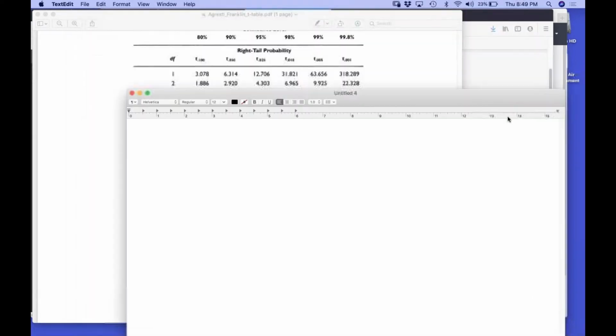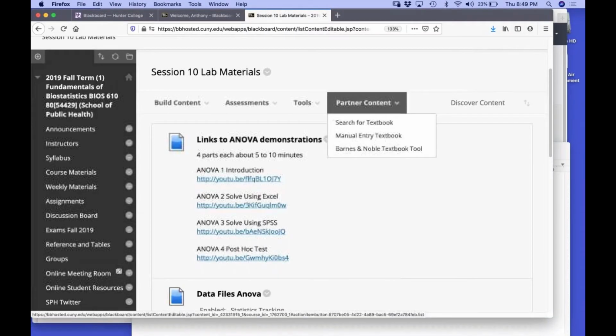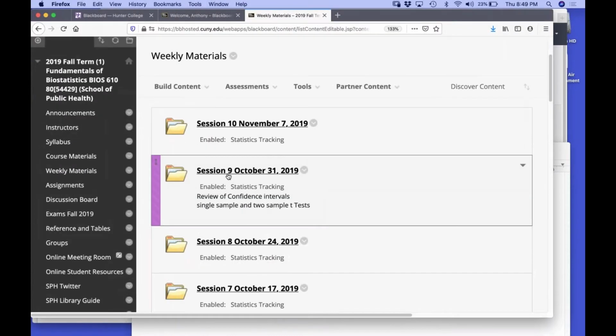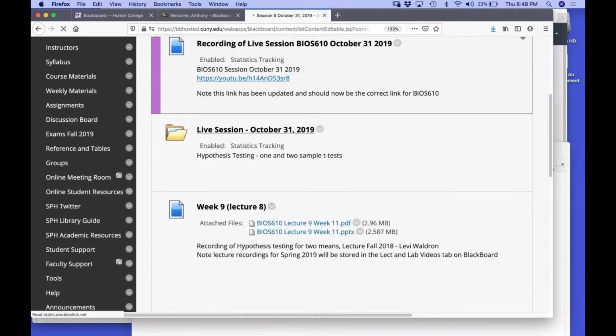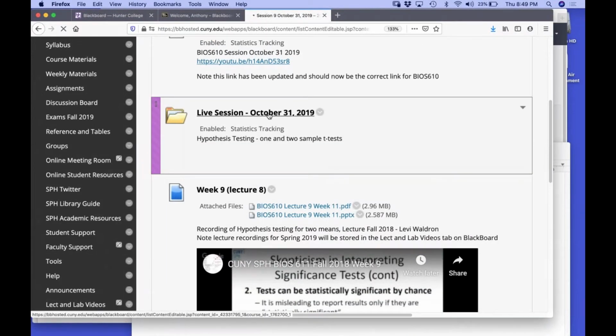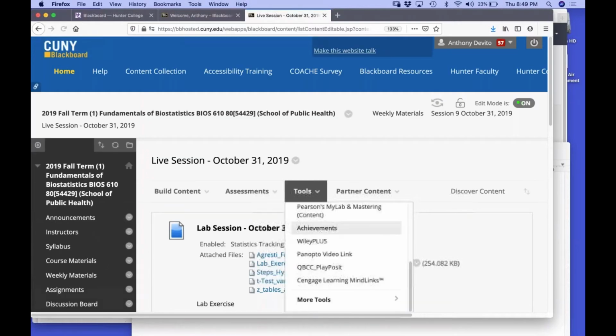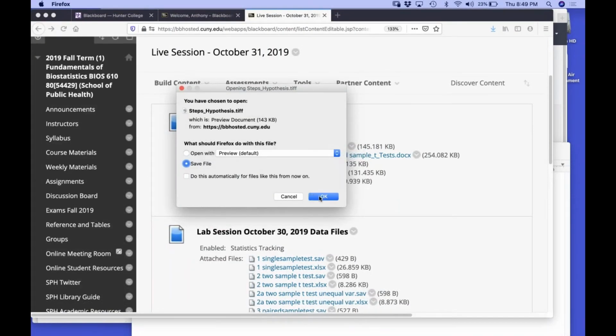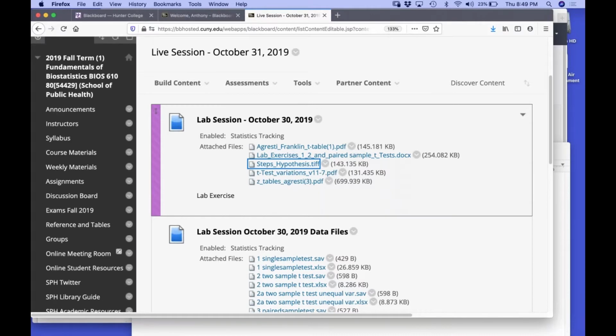Okay, so let me go to weekly materials. And last week. And let me go in here. Okay, here we go. Okay, so t-test variations, right? First of all, let's look at this. This is our steps in our hypothesis test, comparing the two means, basically.